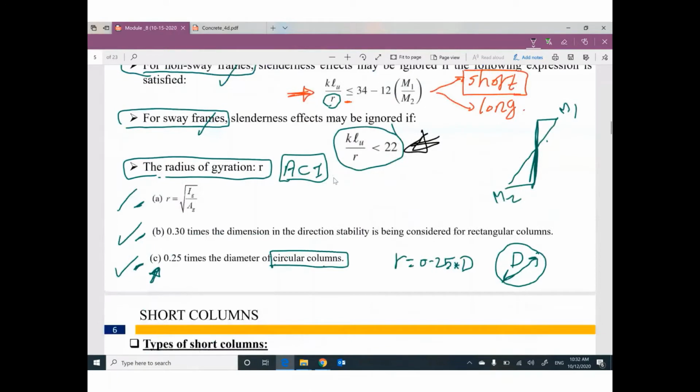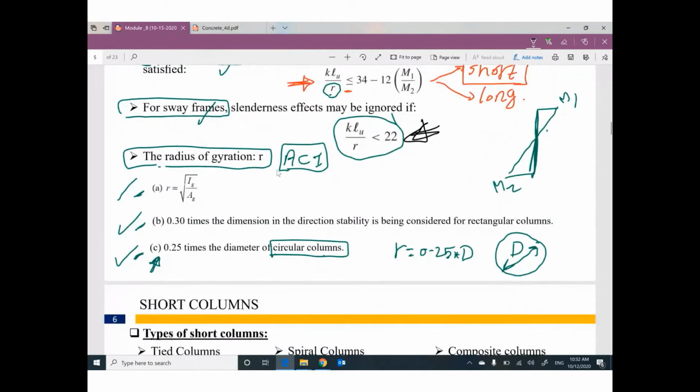And by the way, ACI can help you figure out the radius of gyration. For the accurate calculation it equals the square root of I gross divided by A gross, or just, in a second, 0.3 times the dimension, or 0.25 times the diameter if the column is a circular column.